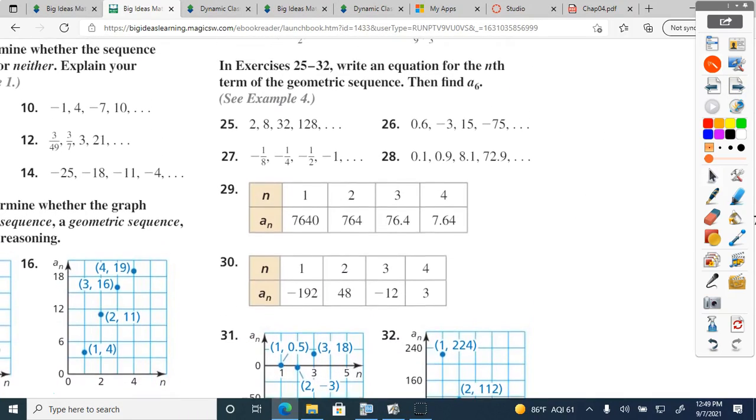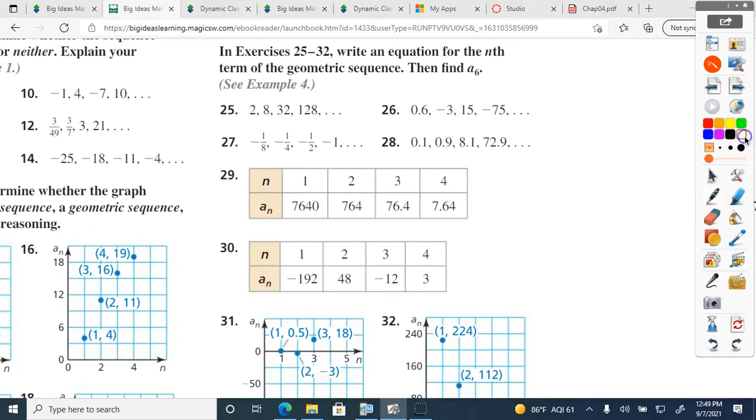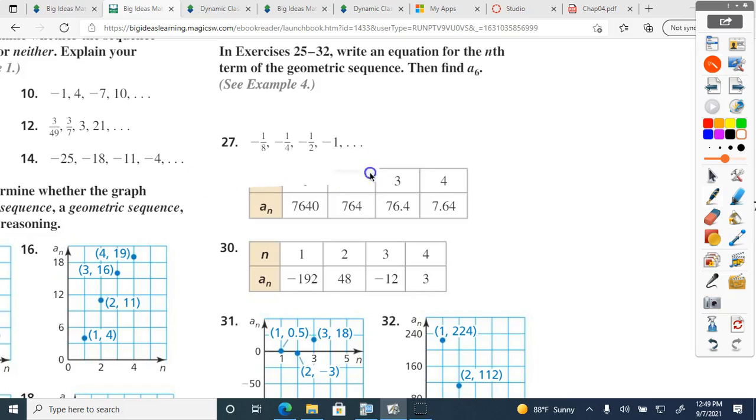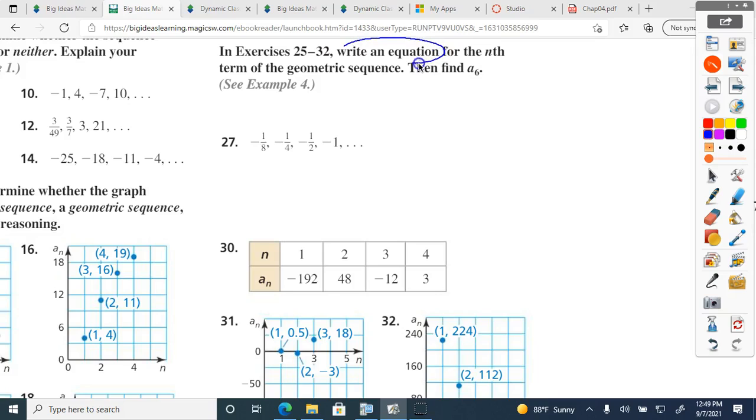27 and 30. It says write an equation for the nth term of the geometric sequence, then find a to the 6th, or a sub 6, I should say. It's not a to the 6th. So, somebody tell me, write an equation. What's the formula for the equation of a geometric sequence? That's the one you wrote down in your notes, or should have. A sub n equals a sub 1 times r to the n minus 1 power.